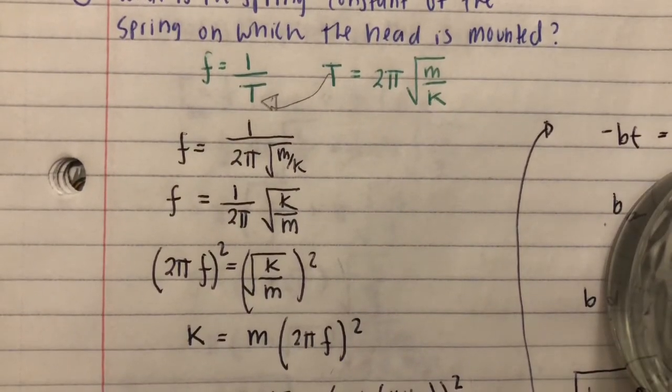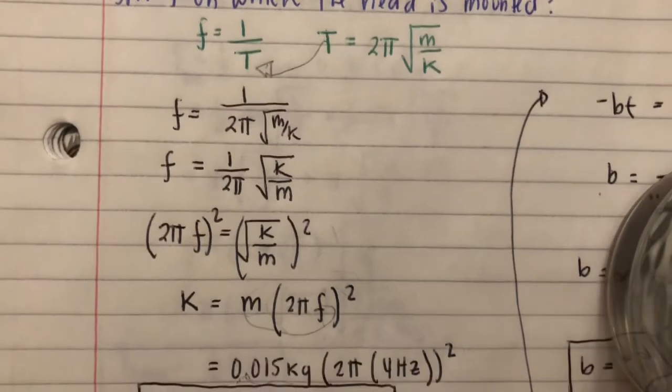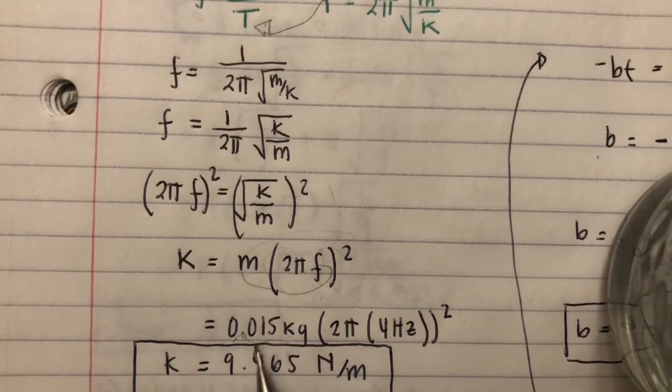So once I do my algebra, k equals the mass times 2 pi frequency squared. And when I plug in everything we know, I converted the grams to kilograms, and I plugged in the 4 hertz. So you're left with 9.465 newtons per meter. So that is the spring constant.